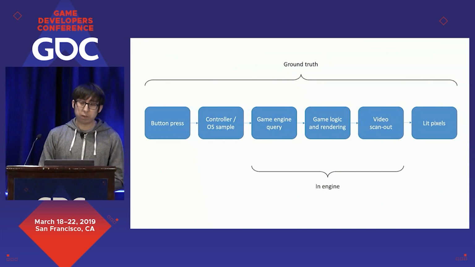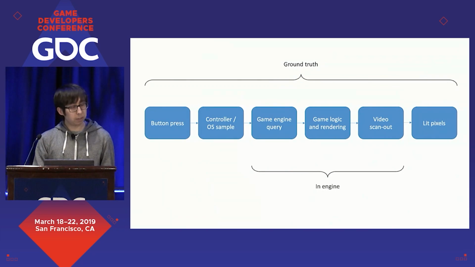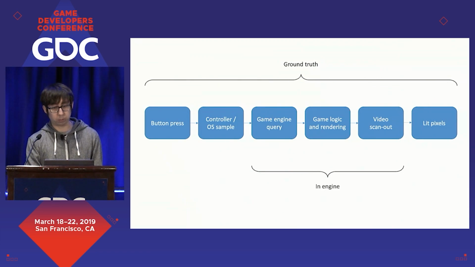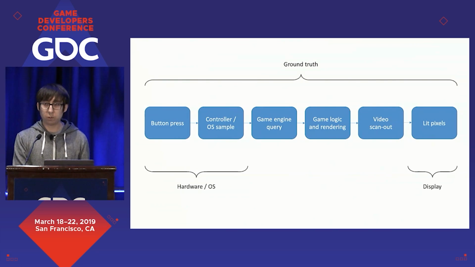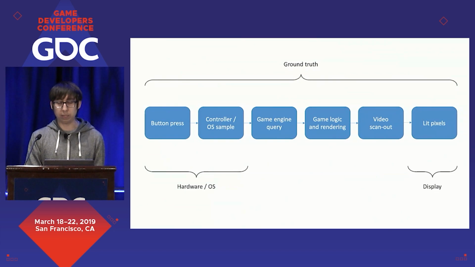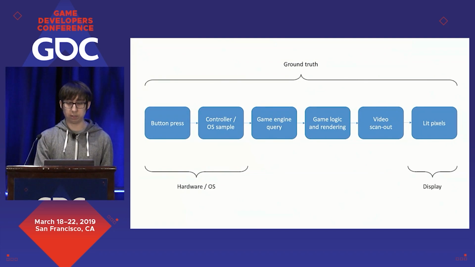OK, so now we have a way of measuring both in-engine latency and ground truth latency. What about the segments that we're not measuring in software? Well, the first part is handled by the controller hardware and the console manufacturer. And the last part is handled by the display manufacturer. The behavior of the game engine itself shouldn't have any impact on these segments. In fact, given a stable hardware setup, the total latency contribution should average out to a constant.